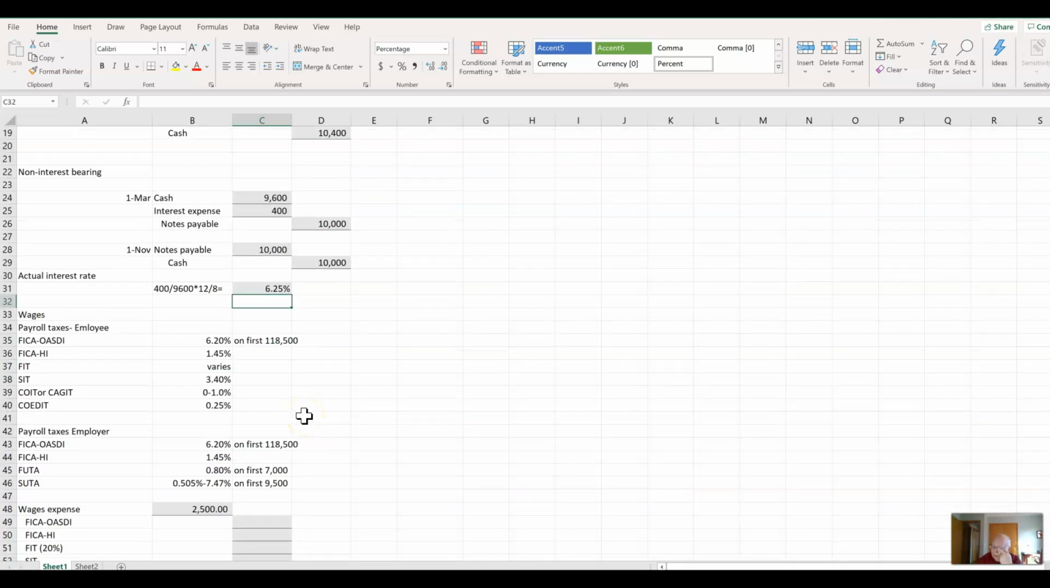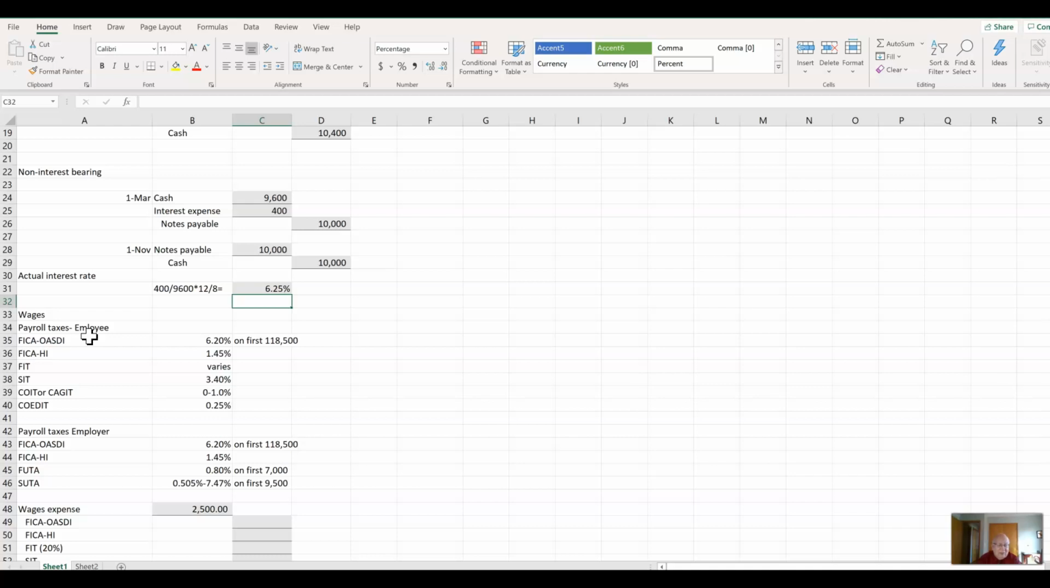Then we're going to do a little bit of payroll, a real quick introduction to payroll. Payroll taxes are paid both by the employee and the employer. The FICA OASDI, which is also known as Social Security, is 6.2%. And you'll have to look to see what they're using, because 118,500 used to be, but it's changed a lot since then. But the 6.2% applies until you make 118,500 or wherever the dollar amount is, then you no longer pay it.